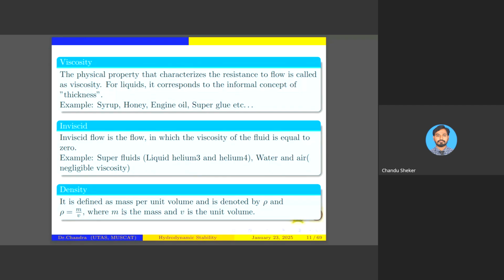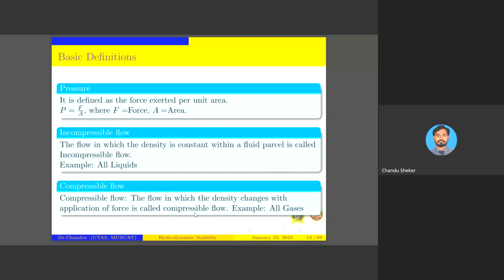Now density. What is density? It is the mass per unit volume, denoted by the letter rho, and rho equals m by v, where m is the mass and v is the volume. Why am I explaining all these things? These terminologies we'll use in modeling my problem. Now pressure. It is defined as the force exerted per unit area. It is denoted by the letter P, P equals F by A.